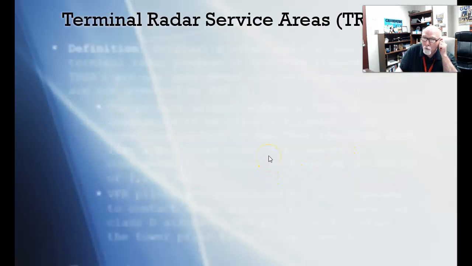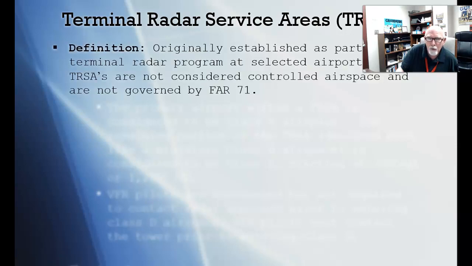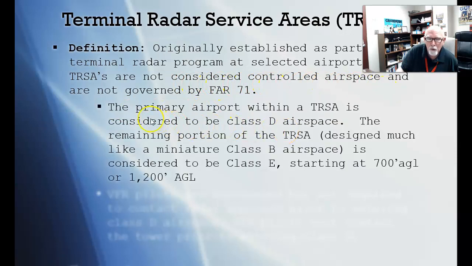TRSA, Terminal Radar Service Area, is where you can get picked up on radar. The only one I can think of around here is Wilmington has a TRSA. And again, it is established as part of the terminal radar program at selected airports. They're not considered controlled airspace and are not governed by Part 71. The primary airport within the TRSA is considered to be in Class D airspace, which is just the airport traffic area. But the remaining portion of the TRSA is designated like a miniature Class B airspace.